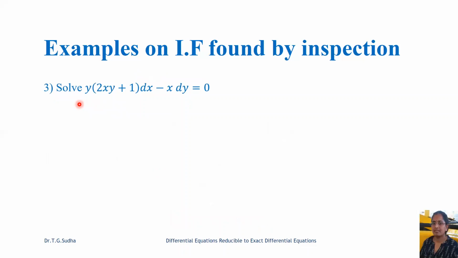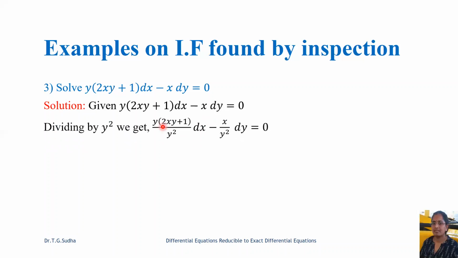Consider one more example. Solve y into 2xy plus 1 into dx minus x dy equal to 0. So consider the given differential equation y into 2xy plus 1 into dx minus x dy equal to 0. Now let us divide by y square. When we divide by y square, we get y into 2xy plus 1 by y square dx minus x by y square dy equal to 0.